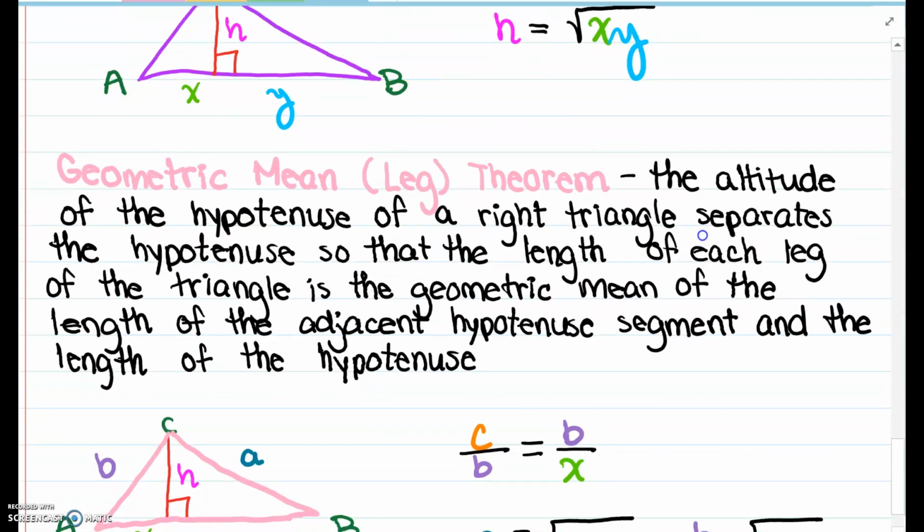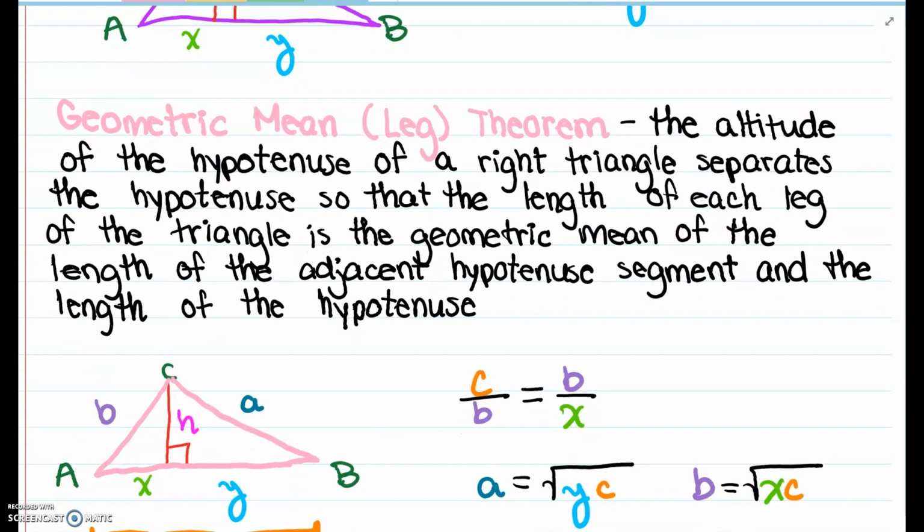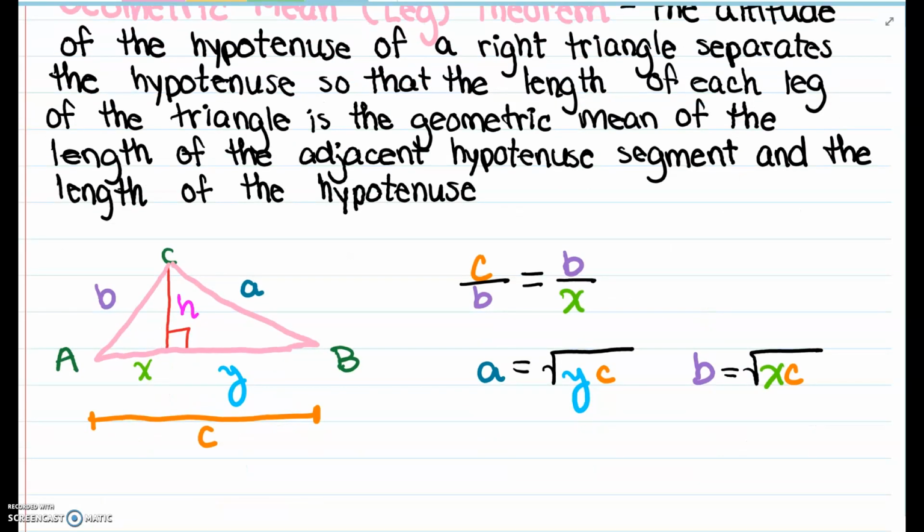We also have the geometric mean leg theorem. This states that the altitude to the hypotenuse of a right triangle separates the hypotenuse so that the length of each leg of the triangle is the geometric mean of the length of the adjacent hypotenuse segment and the length of the hypotenuse. So we have a similar diagram below, and the proportion is C is to B as B is to X, and A equals the geometric mean of YC, and B equals the geometric mean of XC.